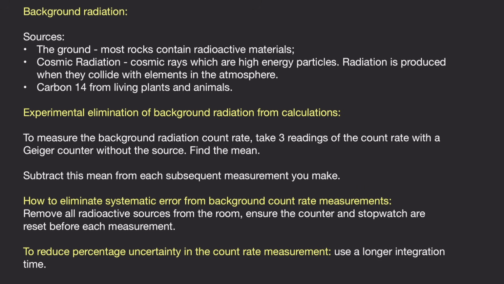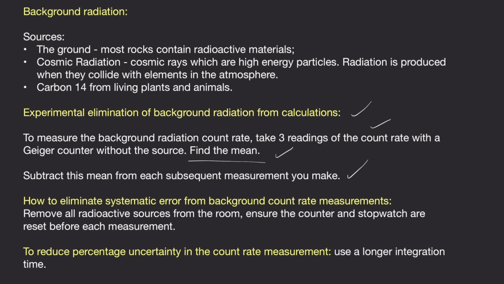So how do we remove the background radiation from calculations? Well, in order to do so, we'll need the background radiation count rate. We need to take 3 readings of the count rate with a Geiger counter but with no source. And then we would find the mean. Afterwards, we'll subtract this mean from each subsequent measurement that we make.